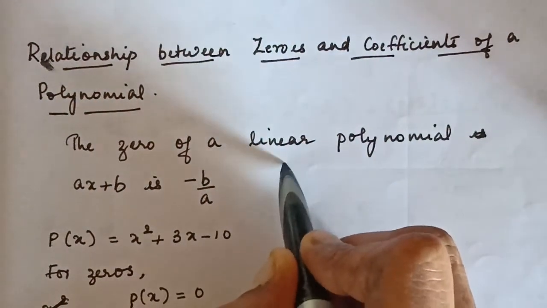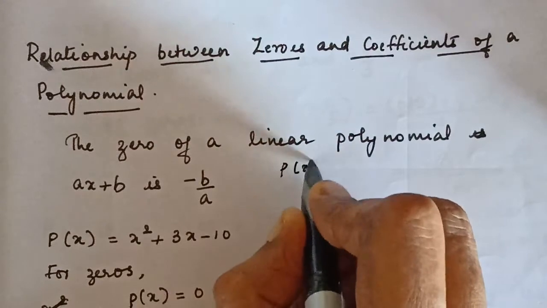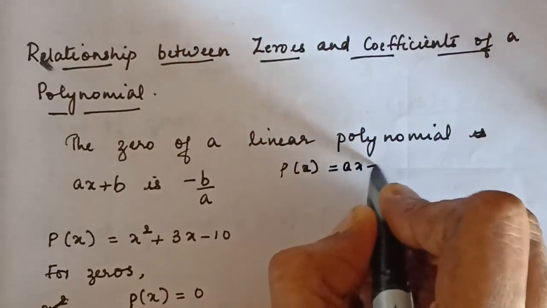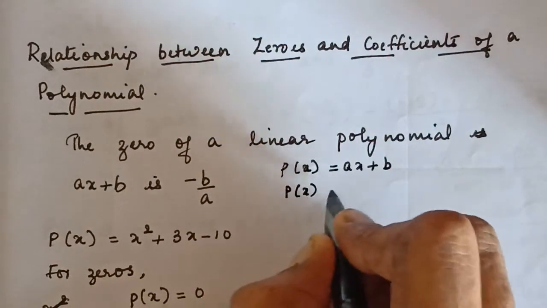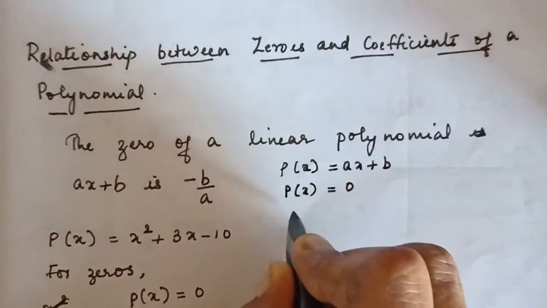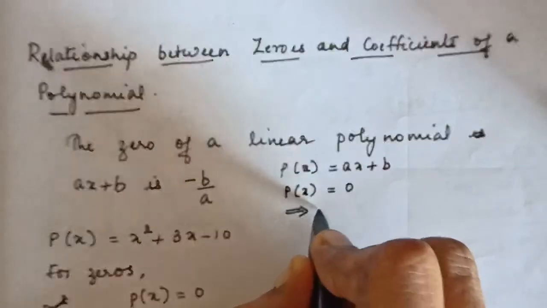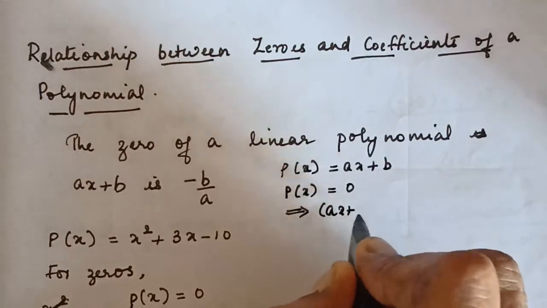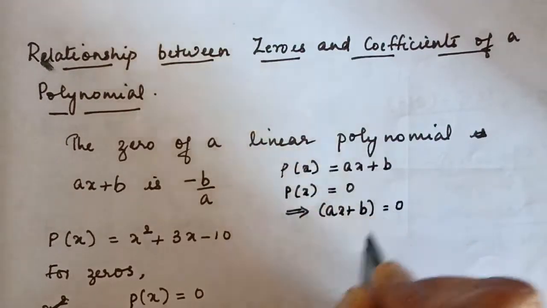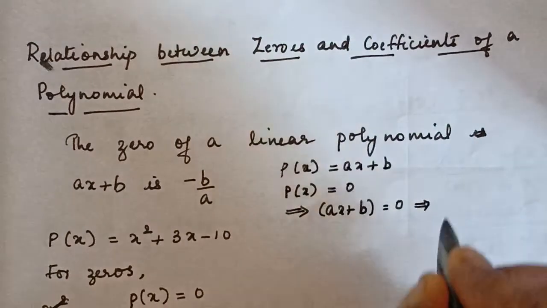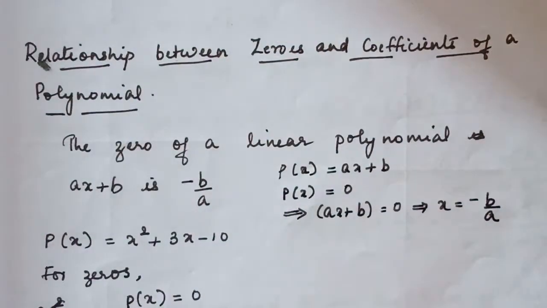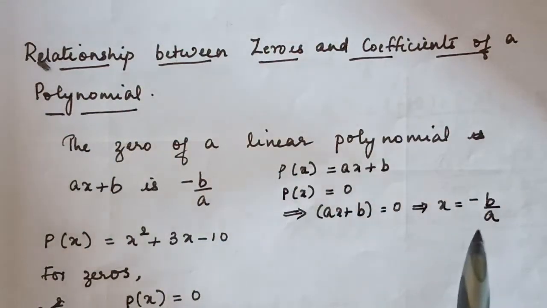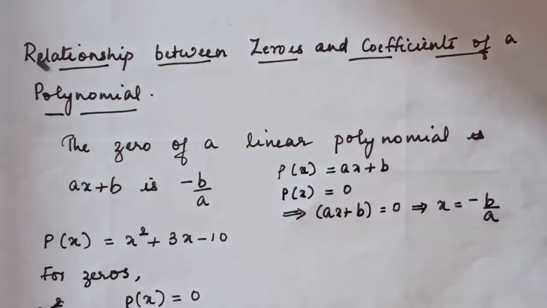That is, if p of x is equal to ax plus b, to find zeros, we have to write p of x is equal to 0. That gives ax plus b equal to 0, which gives x is equal to minus b by a. So x equal to minus b by a is the zero of the polynomial ax plus b.